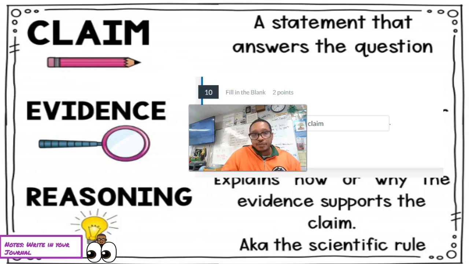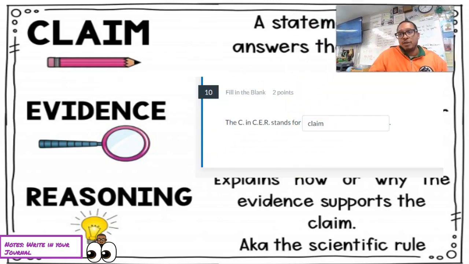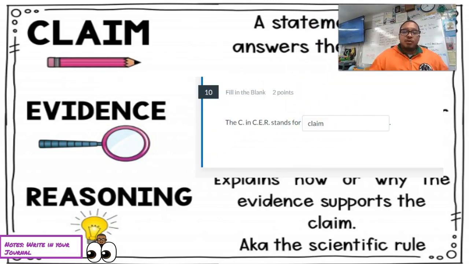Okay, this was one that was a little bit difficult, so make sure to read the questions properly. The C in CER stands for, and the answer should have been claim, because we're only asking about the C in CER, right? So claim, evidence, reasoning. A lot of people put that as the answer, but again, only the C stands for claim, okay? So make sure that you read the question appropriately and then answer it, okay?